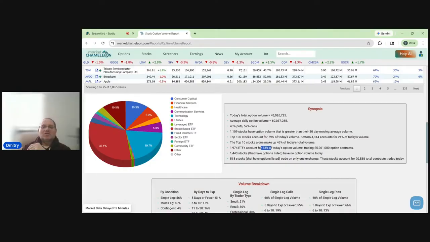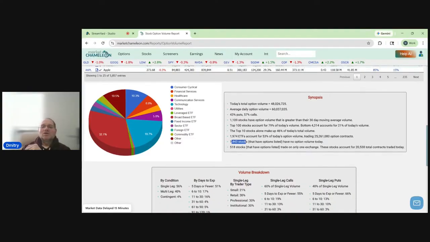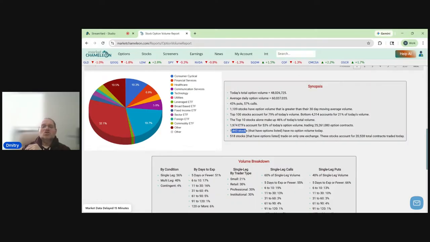Here we see ETFs made up 53% of the stocks. A lot of stocks had no trading volume. So these are just quick stats for us to understand how people are using options, where volume is flowing, and how the order flow is distributed amongst different available securities.